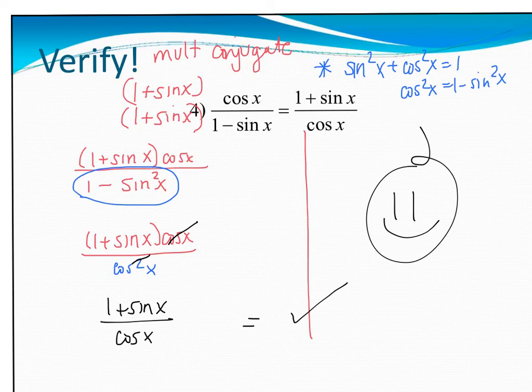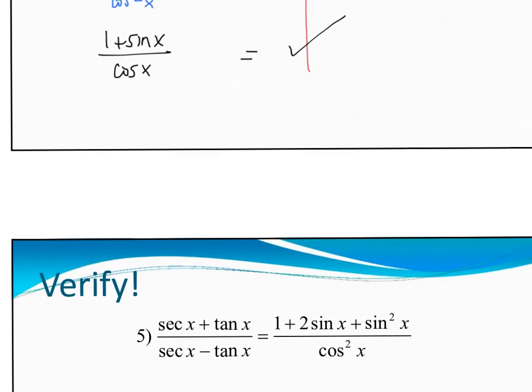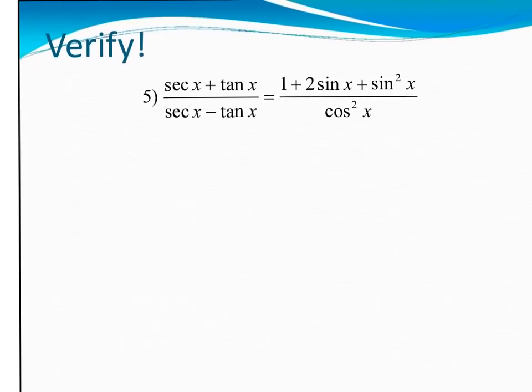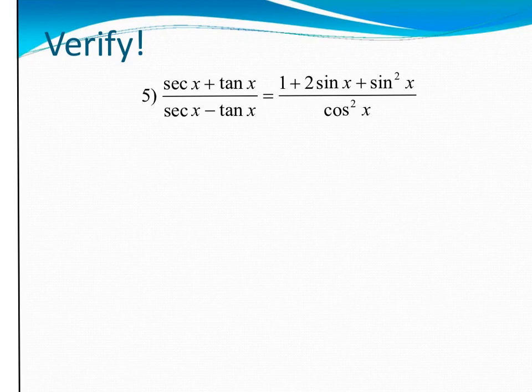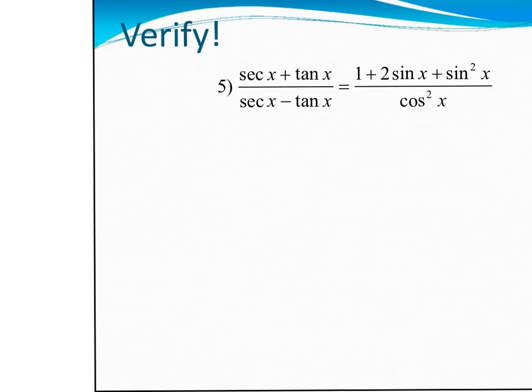All right, final problem. Now, in this problem here, nothing really looks that nice at all. There are a couple different ways that we can do this problem, and some ways are definitely harder than others. What I'm going to do for this problem is start on the left, and take all of my secants and tangents and rewrite them in terms of sines and cosines.